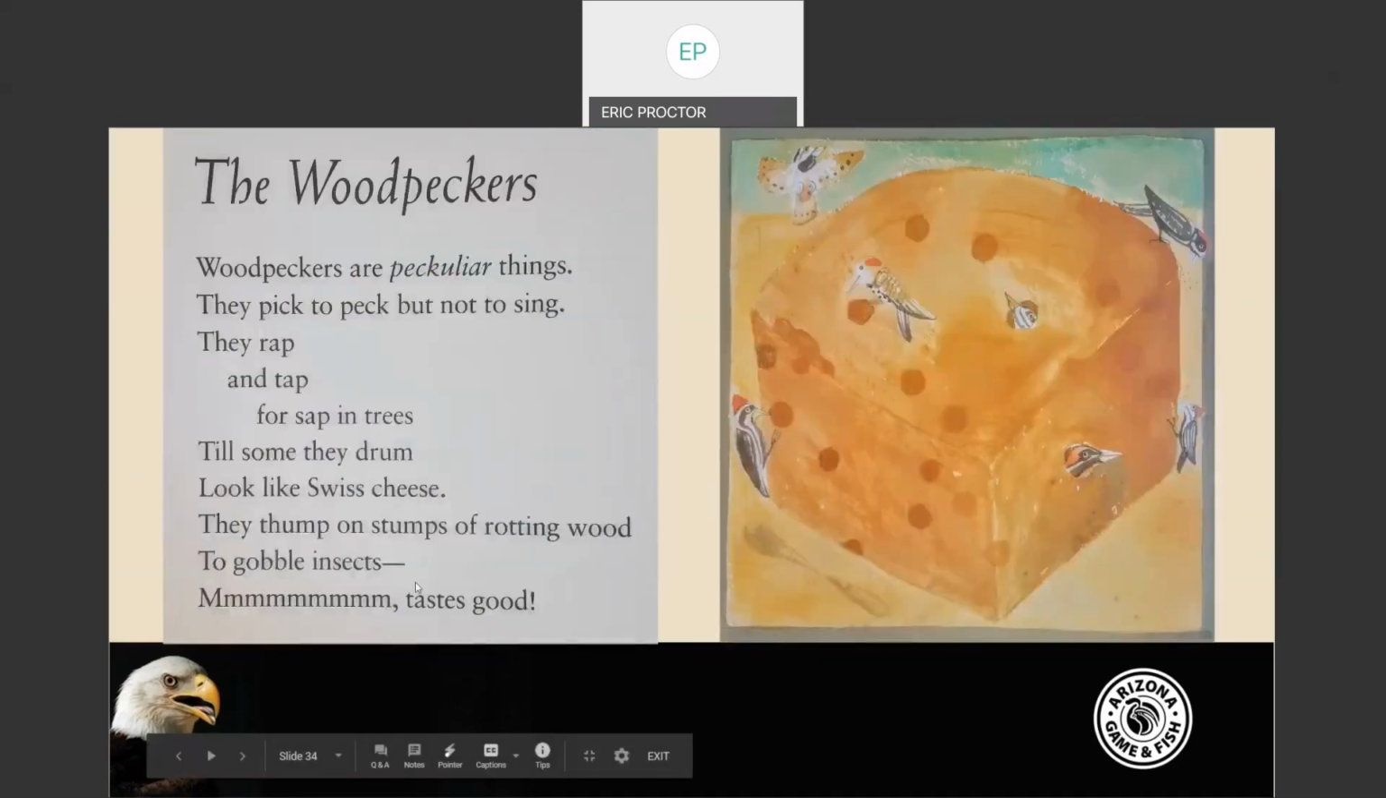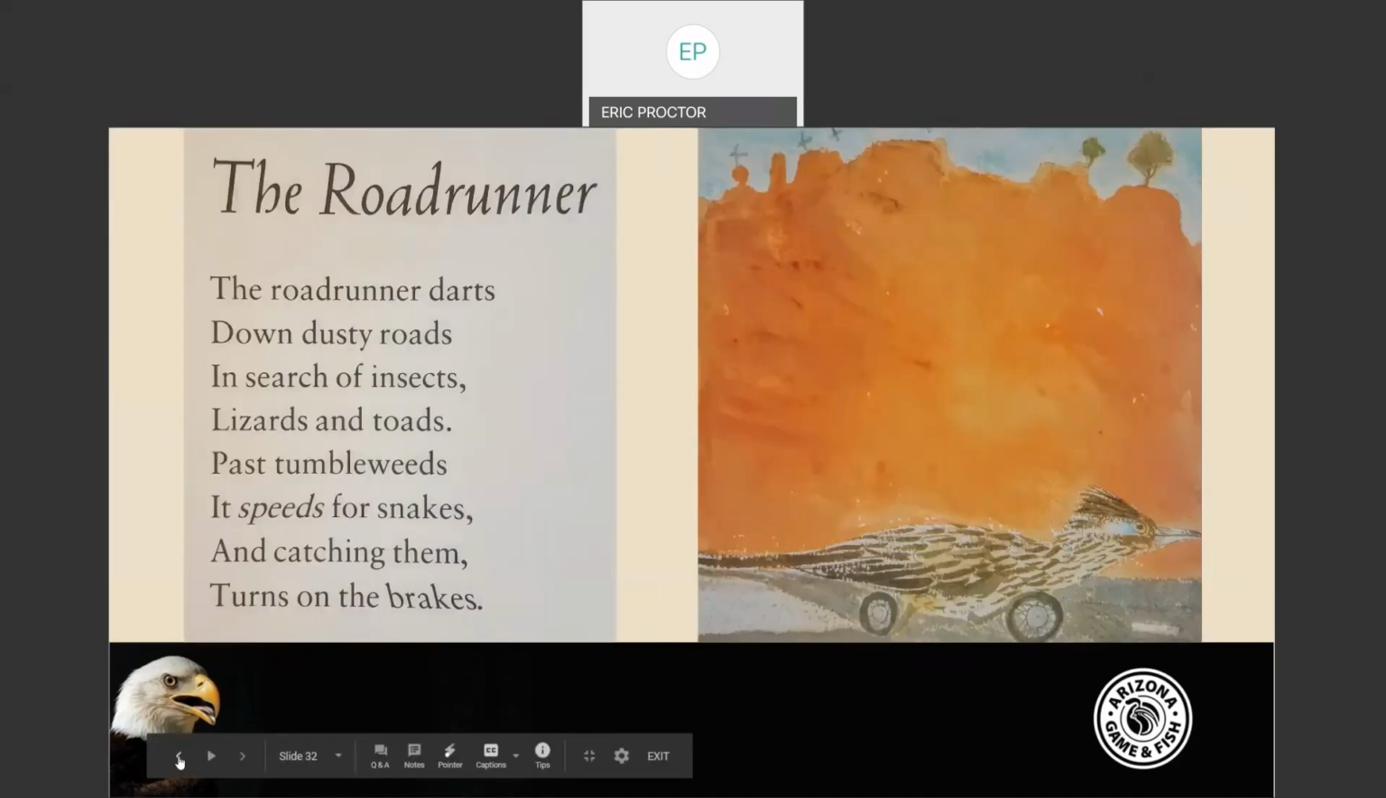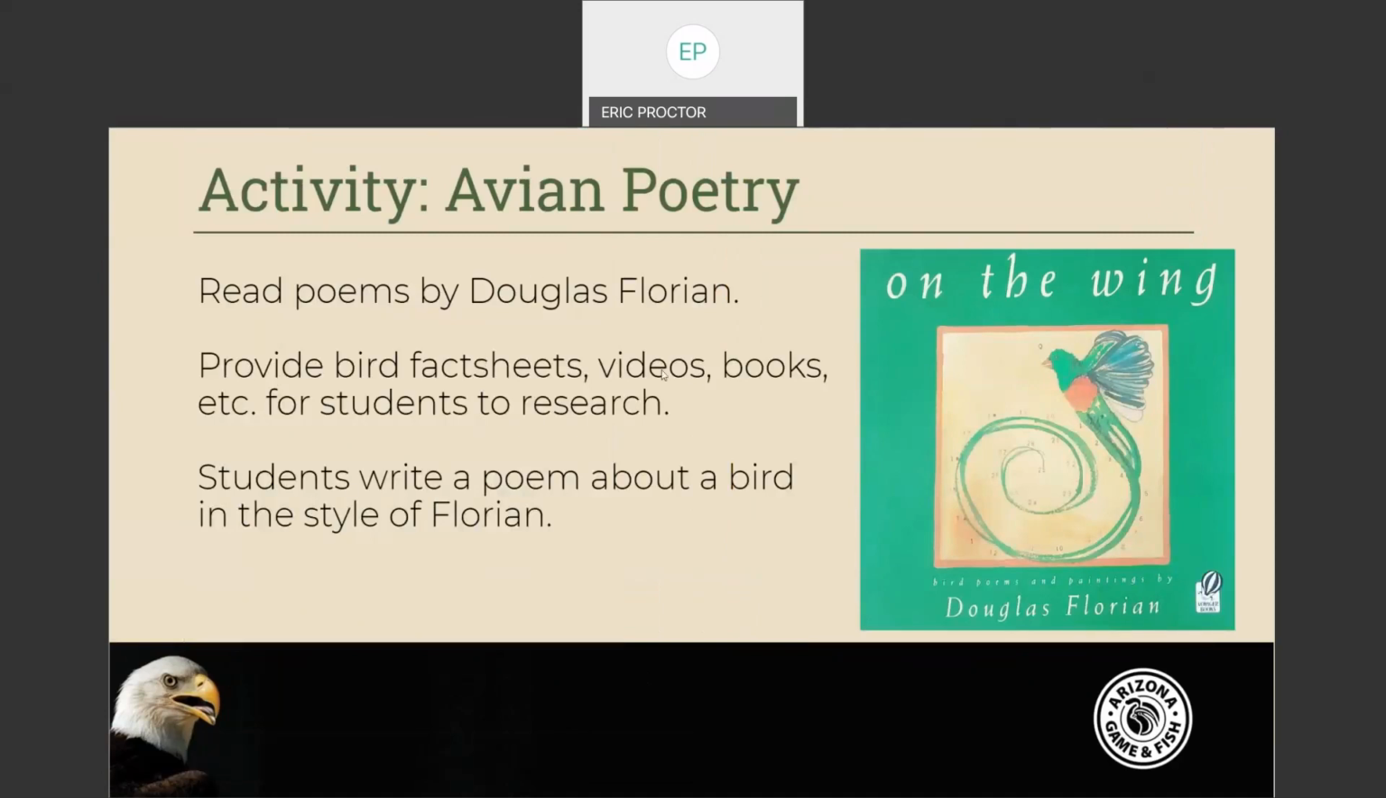And one final one here is on woodpeckers. Woodpeckers are peculiar things. They pick to peck, but not to sing. They rap and tap for sap in trees, till some they drum look like Swiss cheese. They thump on stumps of rotting wood to gobble insects. Tastes good. And so these are some examples, and Aletha just asked, what is the name of the poet? This is Douglas Florian. Let me go back real fast and I'll show you. Douglas Florian, you can see right there, is the name of the author of the poem.